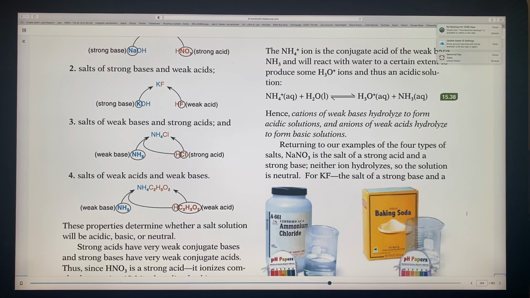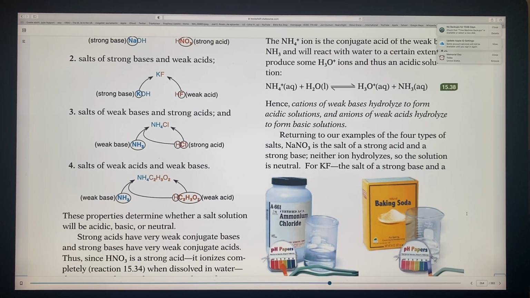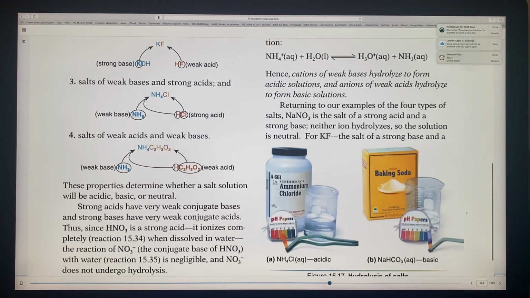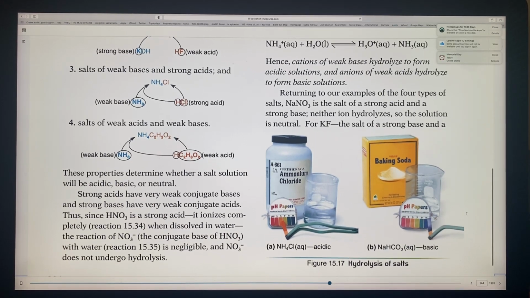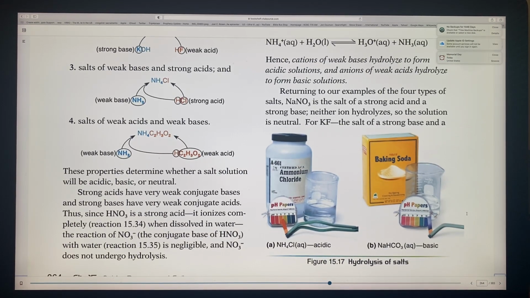So we're talking about the salts. How do they get acid salts and basic salts? It's because of how they're hydrolyzed with the water. So here it says, returning to our examples of the 4 types of salts, we have sodium nitrite, a salt of a strong acid and a strong base. In this ion hydrolysis, the sodium is neutral.